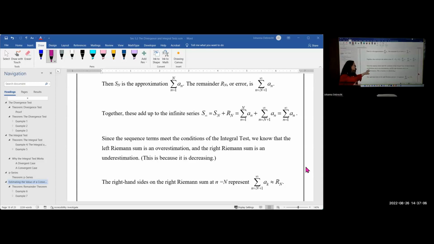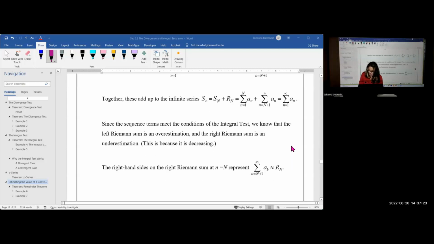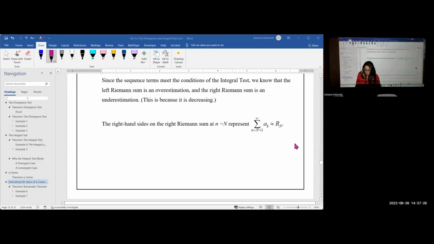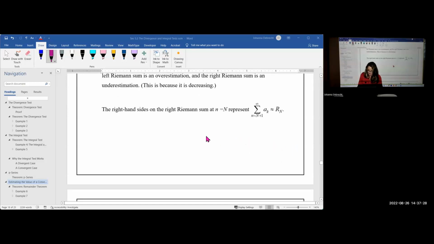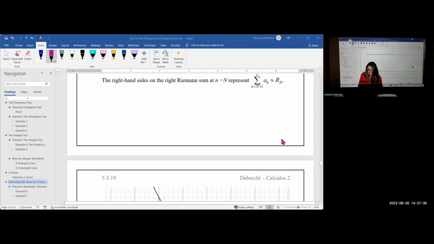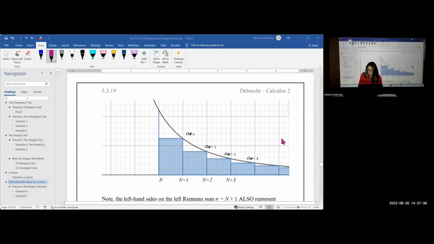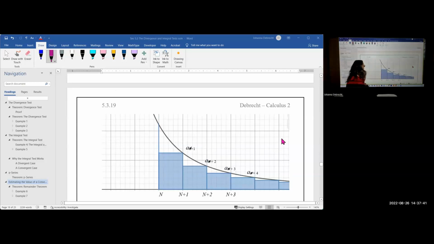Now, we know that the left Riemann sum is going to be an overestimation, and we know that the right Riemann sum is an underestimation, because by the conditions of the integral test, the function has to be decreasing. So the left Riemann sum overestimates and the right Riemann sum underestimates. Now, the right-hand sides on the right Riemann sum, when we start at n equal to uppercase n, are going to represent this sum right here, the sum from n equal n plus 1 to infinity of a sub k. In other words, this is the remainder, right?